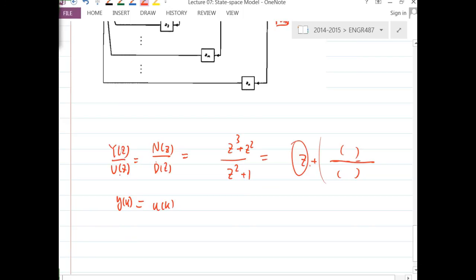Z itself means what? When anything is times z, or u of z times z, basically what's that going to give you? Anything times z to the power negative 1 gives a delay. So anything times z gives you a future. So this is not z u of k now. This is going to be u of k plus 1 now, right? When you have a z here. Does that make sense?